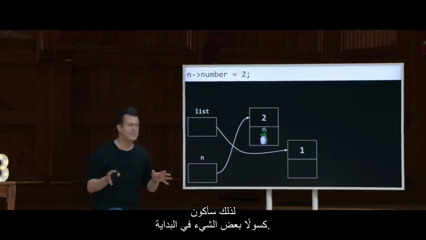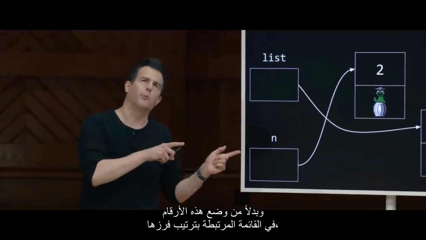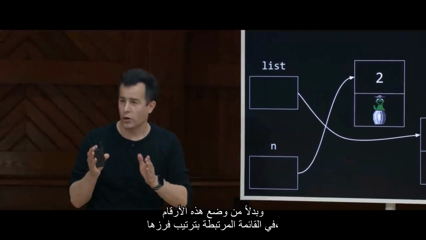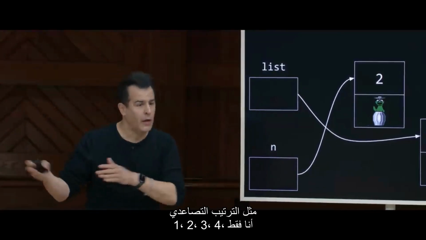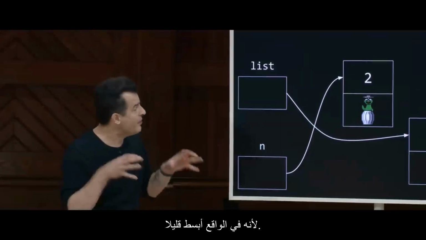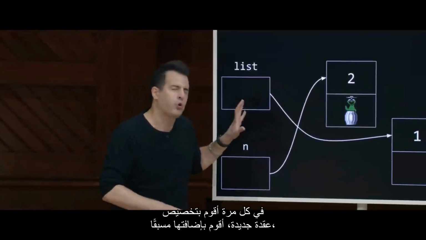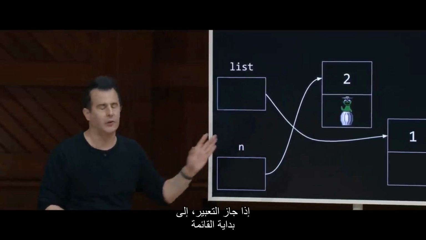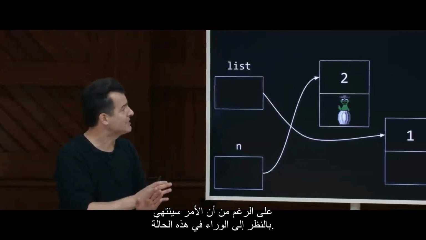So I'm going to be a little lazy at first. And rather than put these numbers into the linked list in sorted order, like ascending order, 1, 2, 3, 4, I'm just going to plop it at the beginning of the list. Why? Because it's actually a little simpler. If each time I allocate a new node, I just prepend it, so to speak, to the beginning of the list, even though it's going to end up looking backwards in this case.